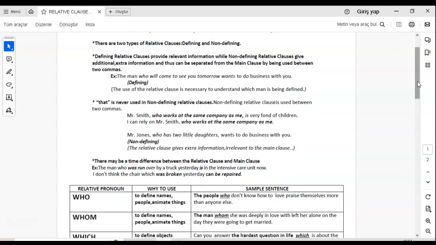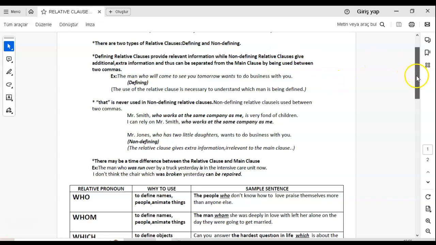And so let's see the examples. The man wants to do business with you. I come and tell you, hey, students, the man wants to do business with you, and you ask me, teacher, which man? And so I say the man who will come to see you tomorrow. And so you'll understand that tomorrow when the man comes, that's the man that is looking for you to do business with you.